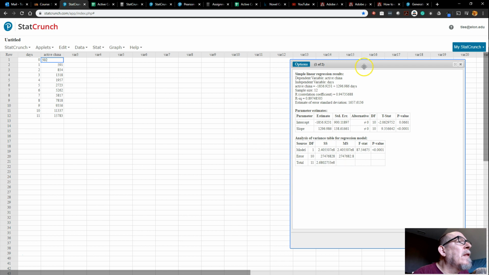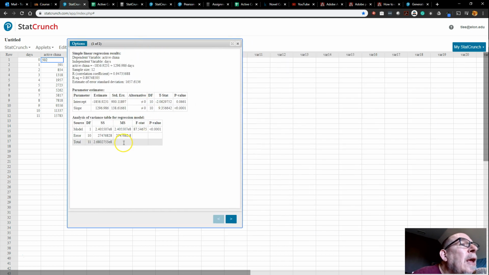Now the first screen we get has all the nuts and bolts of what just got computed, and things that we will never talk about in this class. But the one that really matters to us is this linear model: the number of active cases in China, predicted by the number of days, is given by almost 13,000 times days minus 18,000 active cases. So our slope is about 13,000, and our y-intercept is minus 18,000. We'll talk about how to interpret that, but let's just see a picture of this.